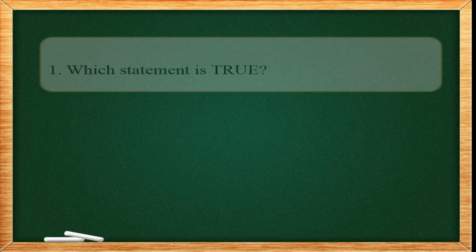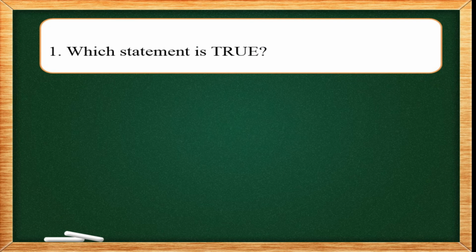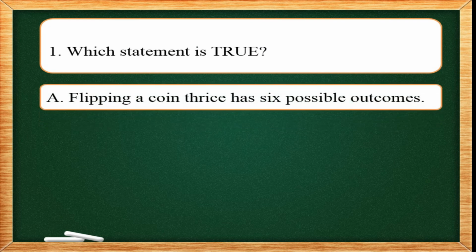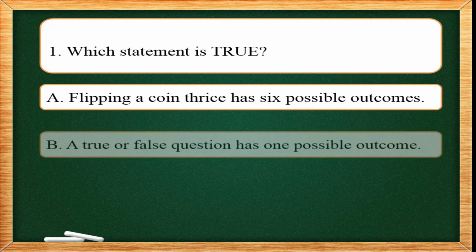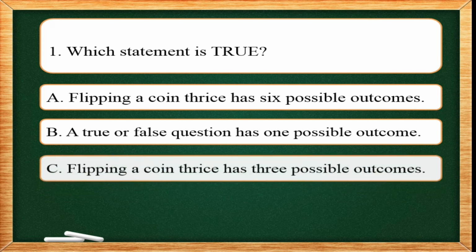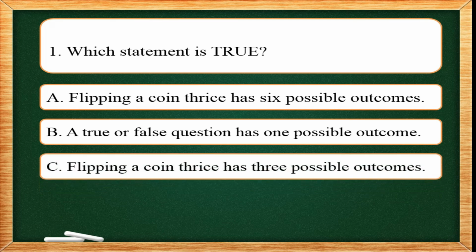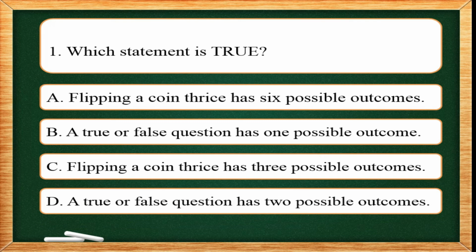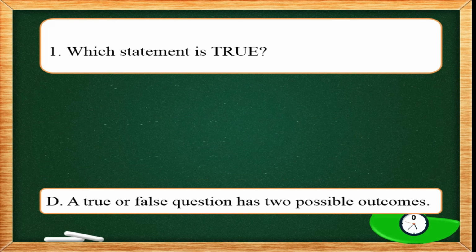Let's start. Number 1. Which statement is true? A. Flipping a coin thrice has 6 possible outcomes. B. A true or false question has 1 possible outcome. C. Flipping a coin thrice has 3 possible outcomes. D. A true or false question has 2 possible outcomes. You are correct if you have chosen D. A true or false question has 2 possible outcomes. True or false.